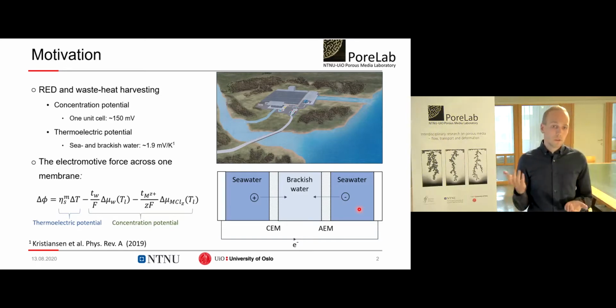However, if we heat one of the streams, if we heat the brackish water stream, we can get an additional thermoelectric potential by utilizing the temperature difference across the membranes. We have previously measured this effect to be 1.9 millivolts per Kelvin for an RED unit cell. However, we don't know the effect of the different ions because we used natural feed waters in this unit cell.